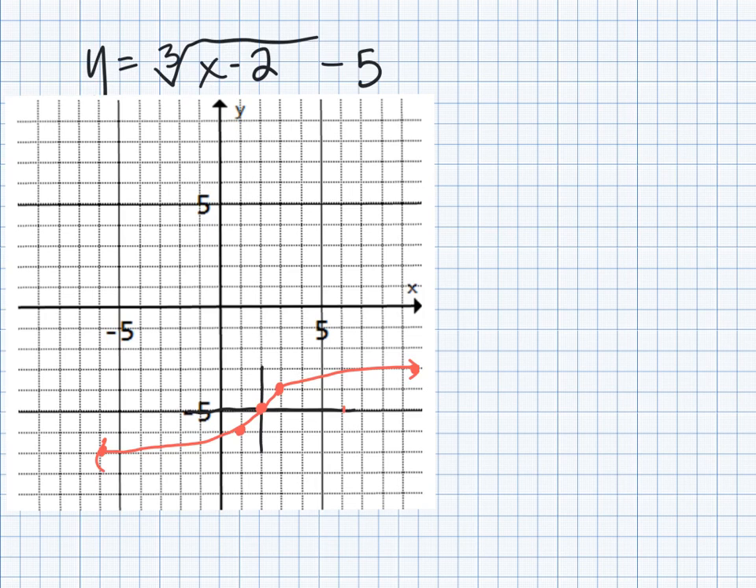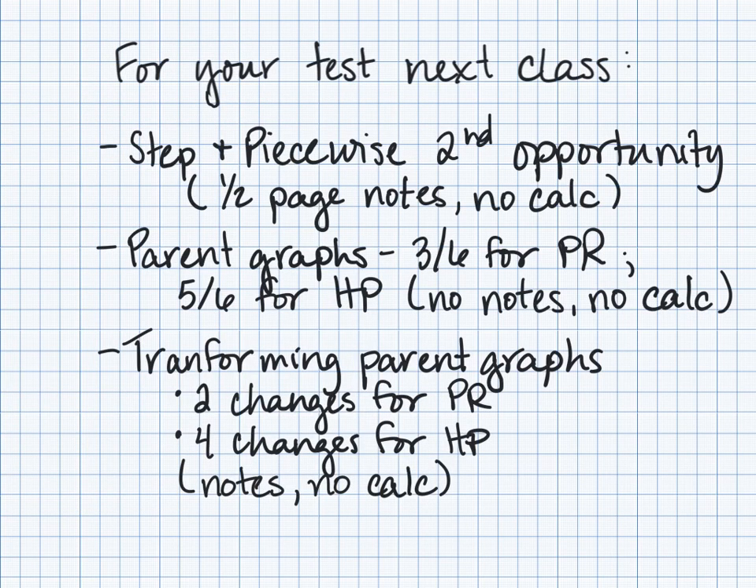All right, and that is your transformations for your basic HK transformations. Transformations of A are going to vary a little bit from graph to graph, so that's an extra practice thing that you should do for yourself and make sure that you check your answers and see how you do with it. For your next test, we're going to have the second opportunity on the step and piecewise functions. You can use a half page of notes for that and no calculator.